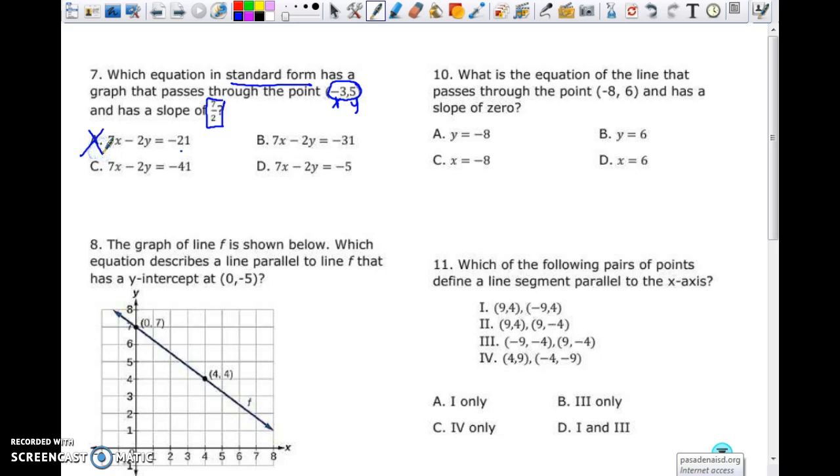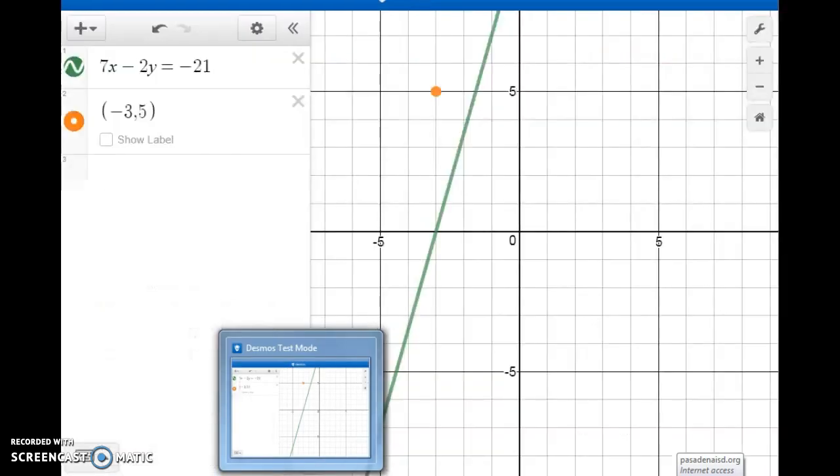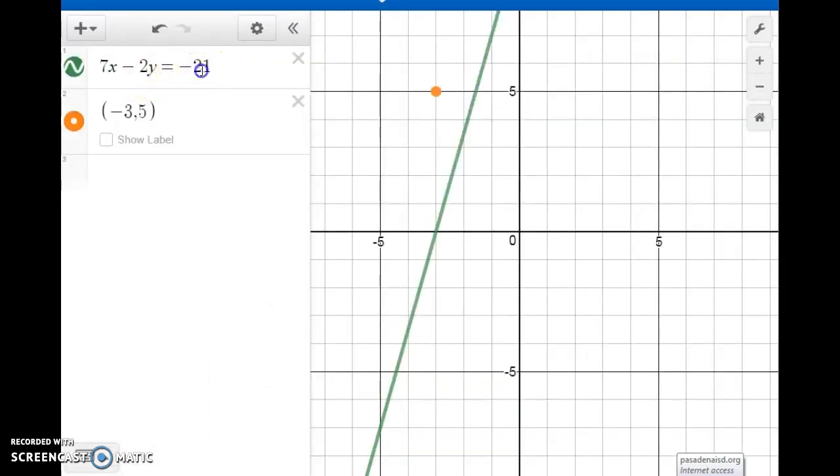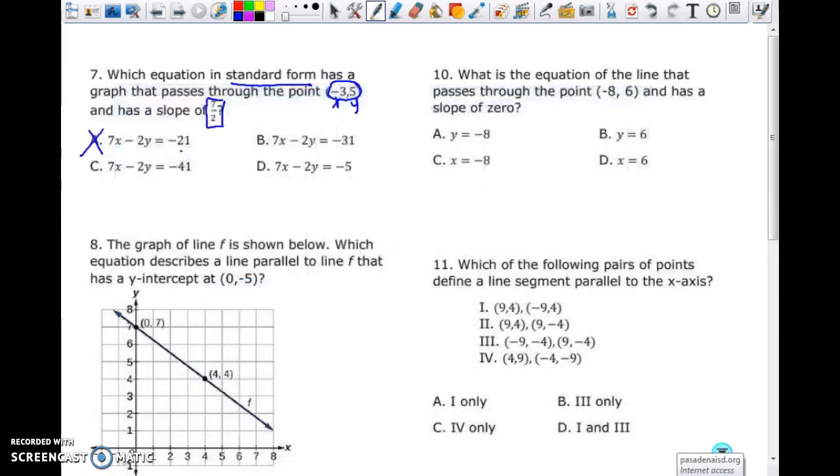Let's check B. 7x minus 2y equals -31. So the only thing that changed was the constant, now -31. So we can just change that. Boom. Does it contain that point? Yes, it does. So this one has to be my answer.